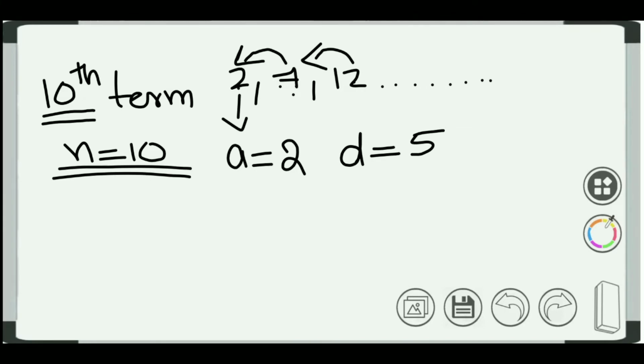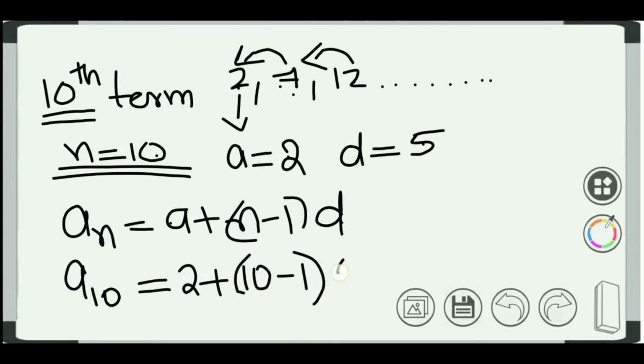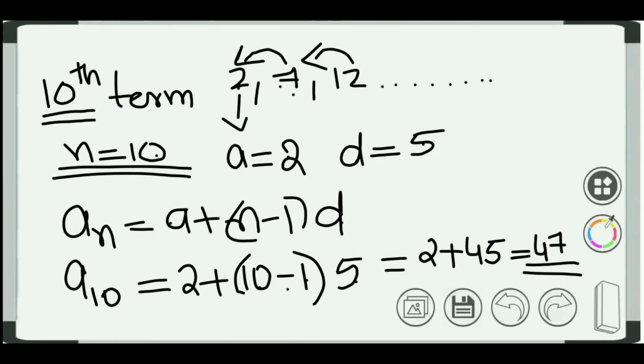Okay. So I am substituting this in the formula a plus (n minus 1) into d. a10 is equal to a2, 2 plus (10 minus 1) into d, which is 5. So 2 plus 10 minus 1, 9. 9 into 5, 45. 45 plus 2, 47. So you got the 10th term is 47.